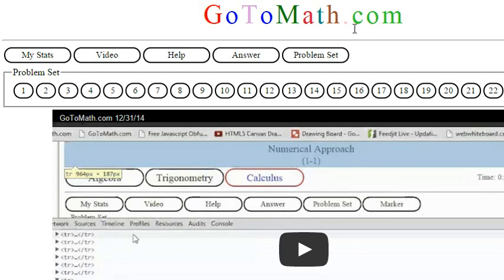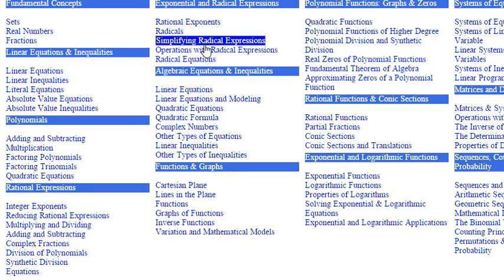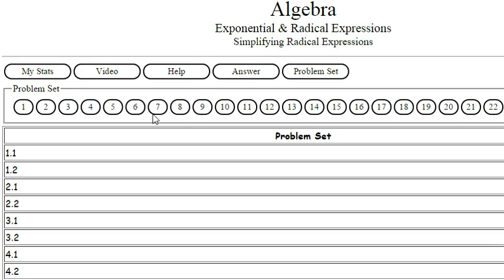Okay, we're at gotomath.com working some algebra. We're looking at simplifying radical expressions, and it looks like we're going to be doing 7.1.